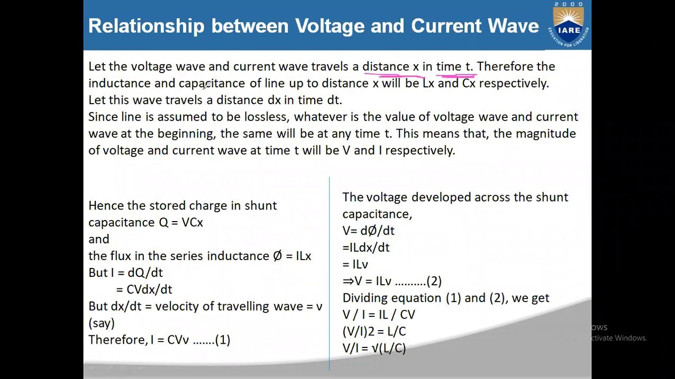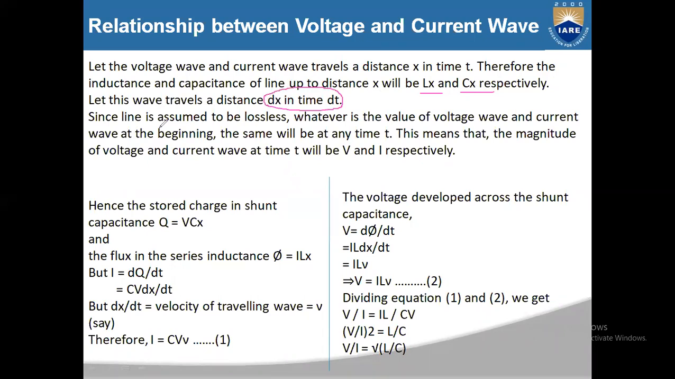Assume that the inductance and capacitance of the line up to the distance x are Lx and Cx respectively. So your transmission line has a distance x here, and the voltage and current waves travel this distance x in time t seconds. L is the inductance per unit length and C is the capacitance per unit length. Because of this, up to a distance x, the inductance will be Lx and the capacitance will be Cx. Now let us assume that the wave travels through a distance dx in time dt.